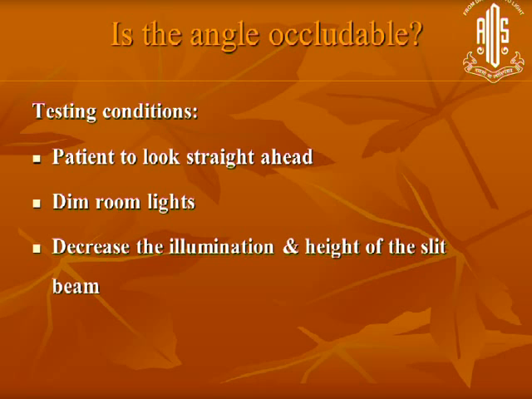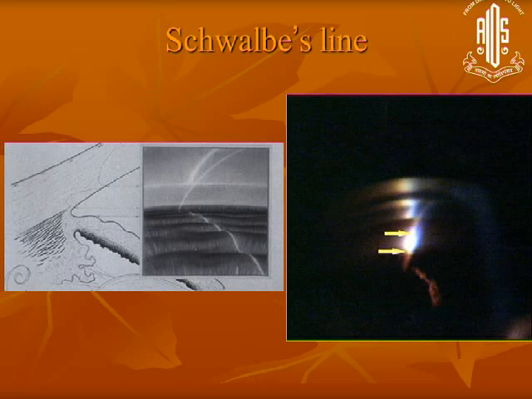Dark is the best. Decrease the illumination height of the slit beam and make it wide. Width should be around 2 millimeters. And then you have to look in the angle, making sure that your beam is not impinging on the pupil. As you can see in this picture, this beam is slightly impinging on the pupil. If it's short somewhere here, that will be superior.